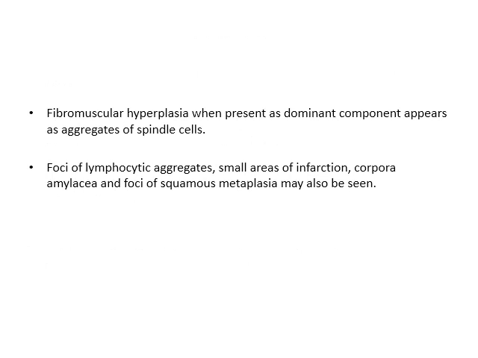And in a few cases, as I said, there will be more of fibromuscular hyperplasia. When this fibromuscular hyperplasia is present as a dominant component, what we see is aggregates of spindle cells in between the glands, and also there will be foci of lymphocytic aggregates, areas of infarction, corpora amylacea, and a few foci will show squamous metaplasia as a feature. So these are all the microscopic features which we can expect in BPH.